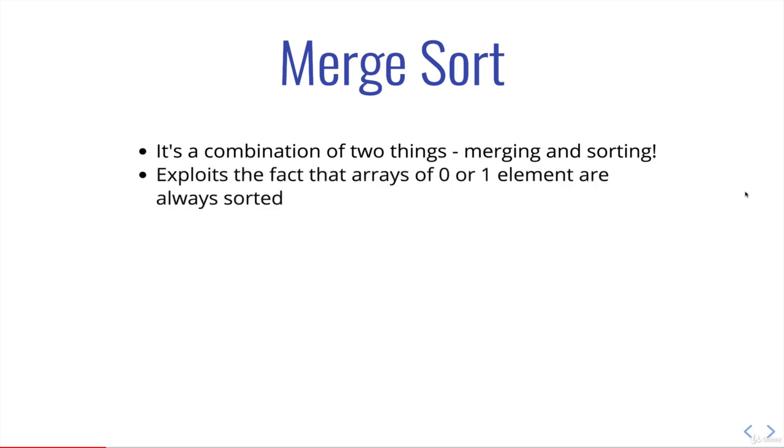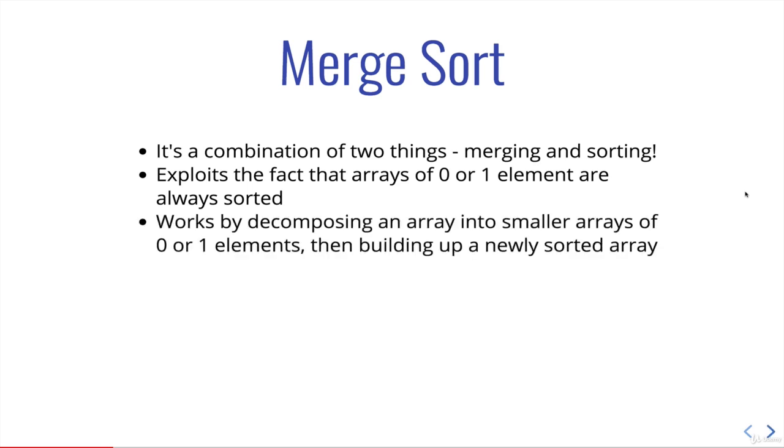So it exploits the fact that arrays of 0 or 1 element are already sorted. So if you were asked to sort an array that just consists of the number 1 and that's it, you know it's sorted. Or it's just the number 9, it's sorted. Or it's empty, it's sorted. So merge sort takes advantage of that fact. It works by decomposing an array into smaller arrays. So that's something known as a divide and conquer algorithm, a divide and conquer approach.